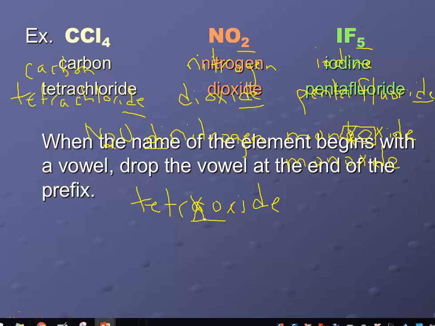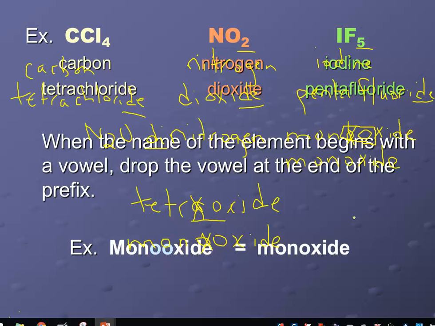The one time that we always eliminate the double vowel is, again, like I said, that monooxide. If you end up with both of those O's next to each other, we always eliminate one, and that turns into monoxide instead of monooxide. So that was this example here.